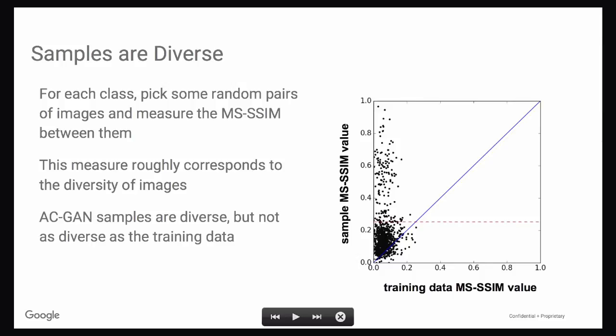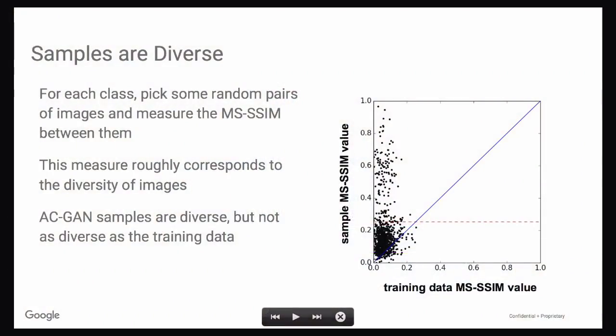Let's see. Oh yeah, okay. So we came up with an ad hoc method for measuring the diversity of the samples. There's this multi-scale structural similarity index, right? It's a measure of how similar two images are to each other. It has a bunch of parameters, and you tweak them such that they match up with human perceptual judgments of image similarity. So one thing you could do to measure diversity of the samples from a class-conditional model is look at all the samples from a given class and take the average pairwise MS-SSIM between them. And that's what we did.